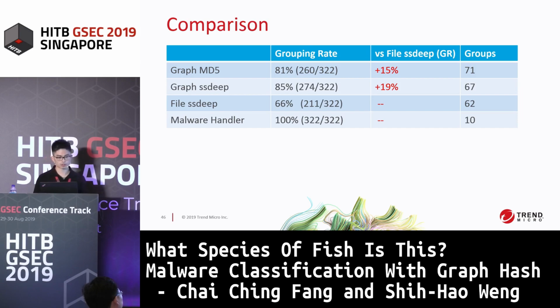Okay, this is a comparison table. So, after this result, we can say that graph MD5 has about 50% more grouping rate than file ssdeep, and the graph ssdeep has about 19% more grouping rate than file ssdeep. So for OCA case, I think it's a strong result for us.